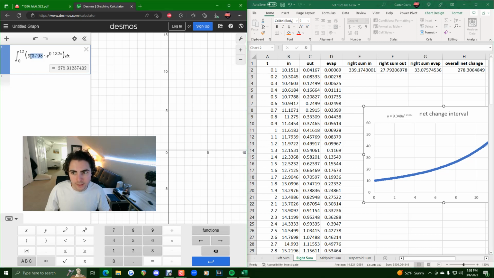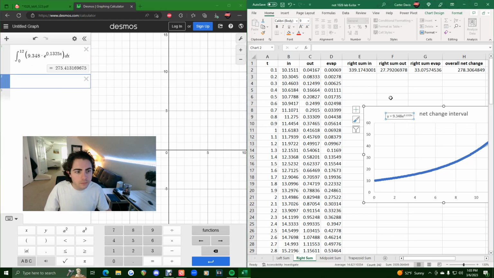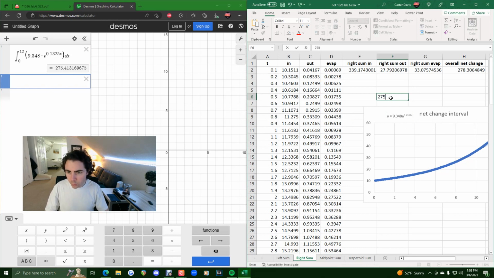All right, right sum. We just need to change the decimals behind the 9 to 348, and then the E to 1325. Hit enter. We get 275.413169675. All right, so that's our integral value.